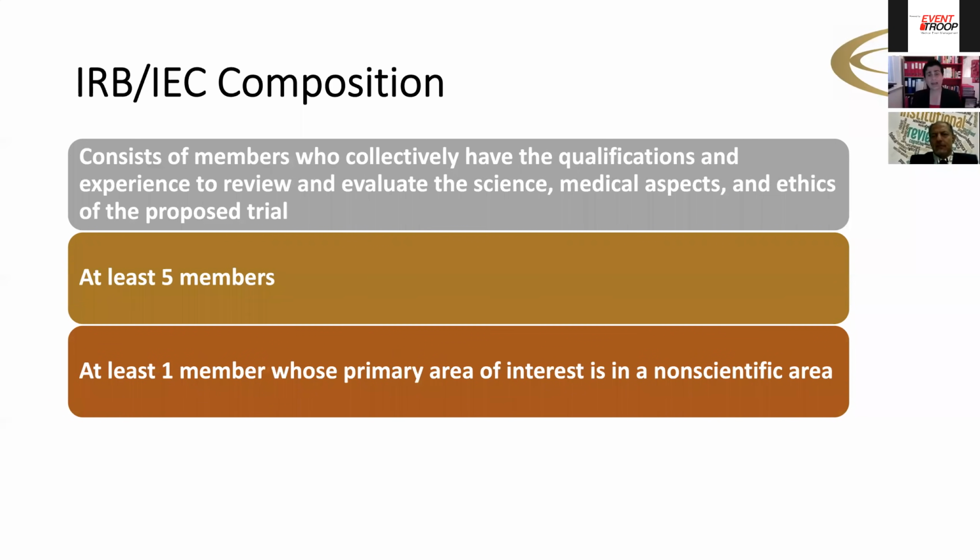There must be at least 1 member whose primary area of interest is in a non-scientific area. So this is that very important individual who is not a scientist. So we need somebody there who's non-scientific. Very importantly, this IRB ethics composition has to be documented.